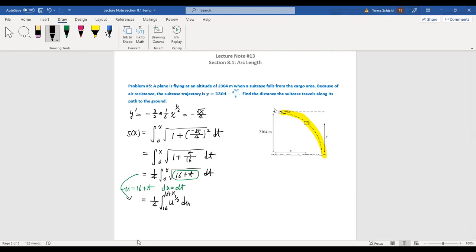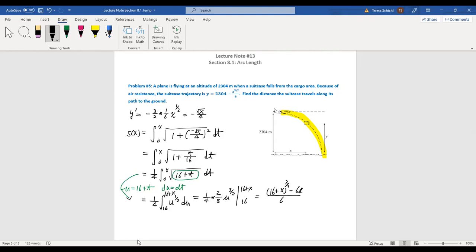Then the same way, this one here, you will be equal to 1/4 times 2/3, right? And this is u to the 3/2. Then this is from 16 to 16 plus x. So you will get this is 1/6, and this is 16 plus x to the 3/2 minus 64. Okay. All right. So now this is the path here.